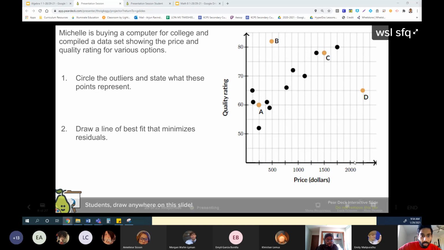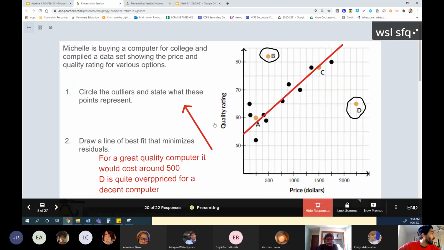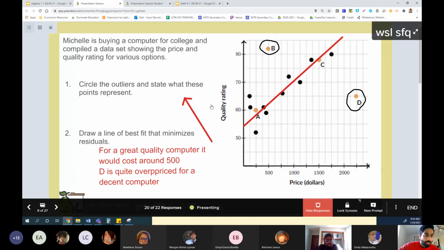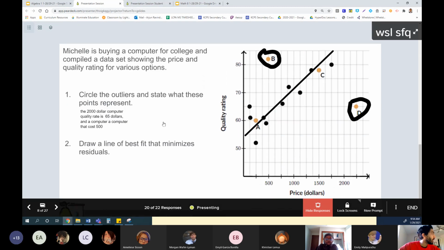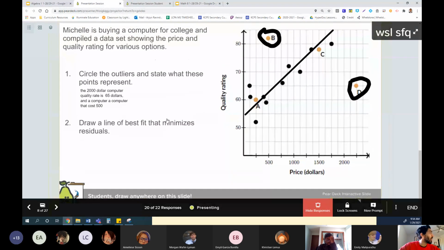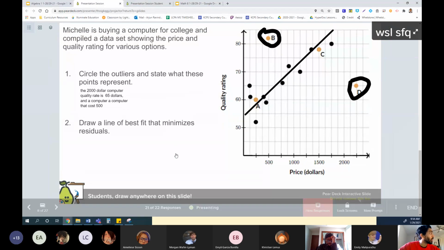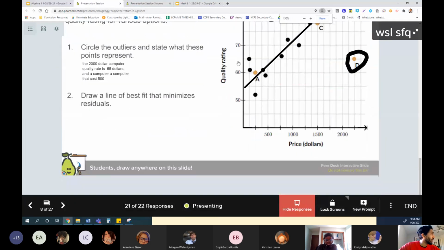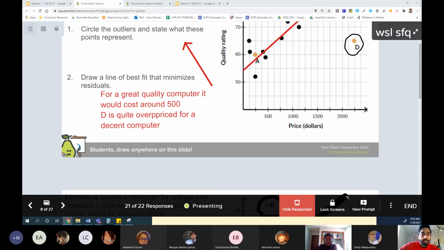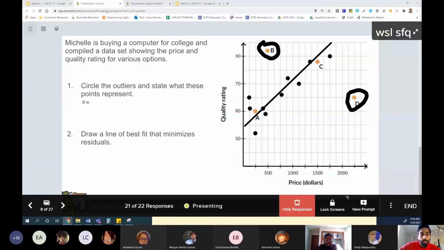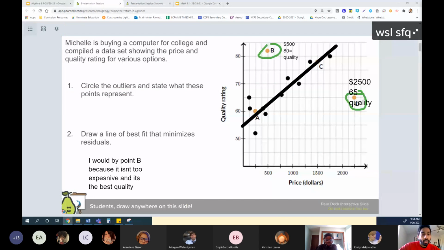All right, it's time to take a look so that we can wrap up class here. So let's start with this student right here. This is Jessica. Jessica circled B and D. And this student right here is Elliot, also circled B and D. He says D is a high price, low quality. B is a high quality, low price. This student says if a $2,000 computer has a quality rating of 65 and a computer that costs $500, I don't know that they actually finished the thought, but does somebody want to put this in context? What does this mean? Like, which computer, what are we looking at here?